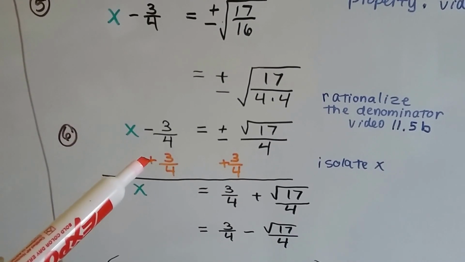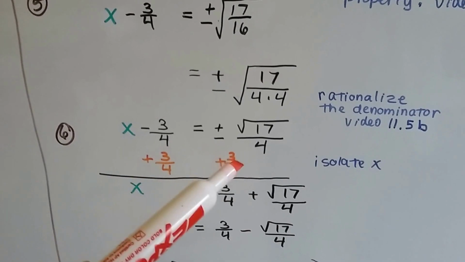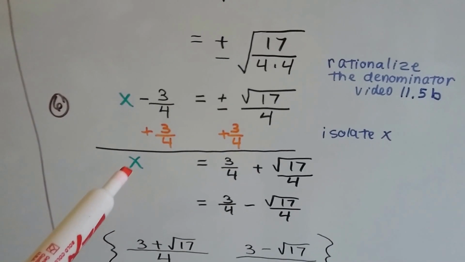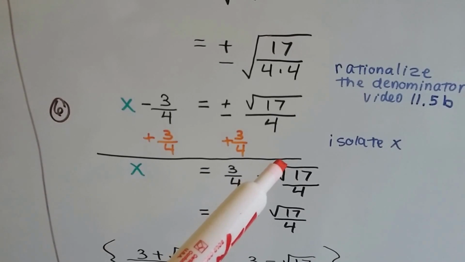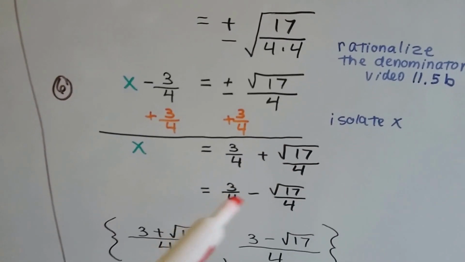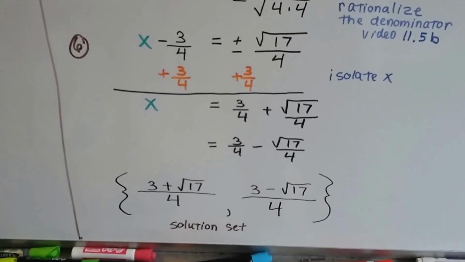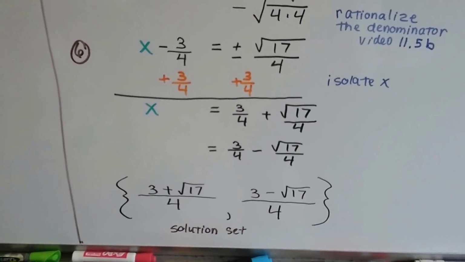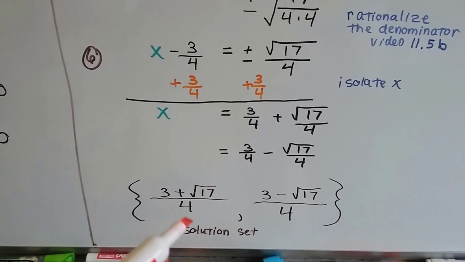We need to isolate the x, so because it's a minus 3/4, we're going to add 3/4 to each side of the equation, and we get that x is equal to 3/4 plus the square root of 17 divided by 4 and minus. We can write it in a solution set like this. Because they both have 4 as a denominator, we can just draw one big fraction line and put a 4 underneath it.